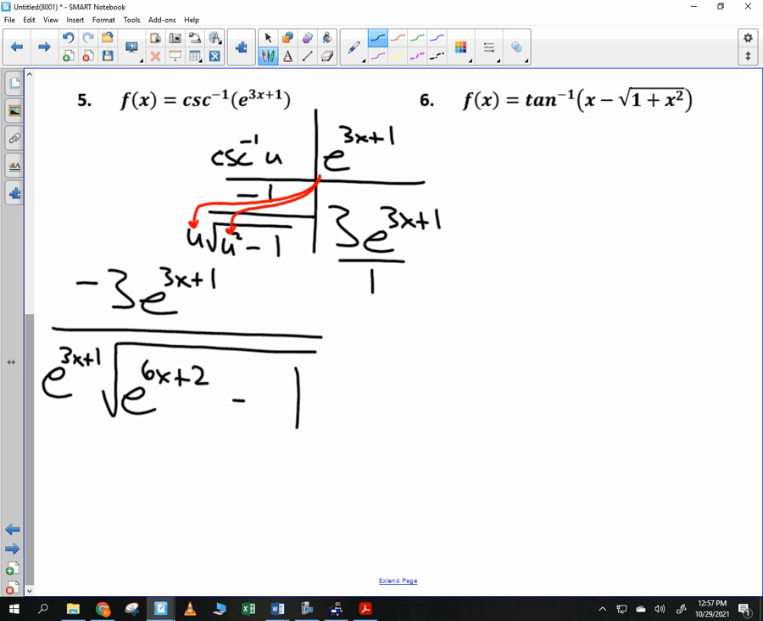What do you notice? Yeah, exactly. You have an e to the 3x plus 1 on the top, and you have an e to the 3x plus 1 on the bottom. So the result is that negative 3 over the square root.